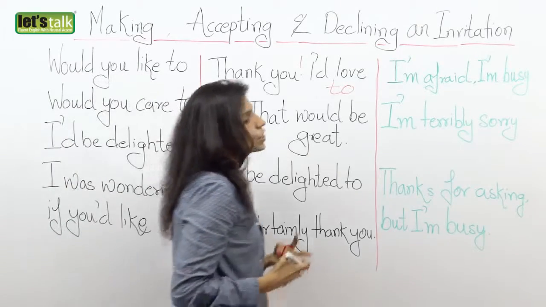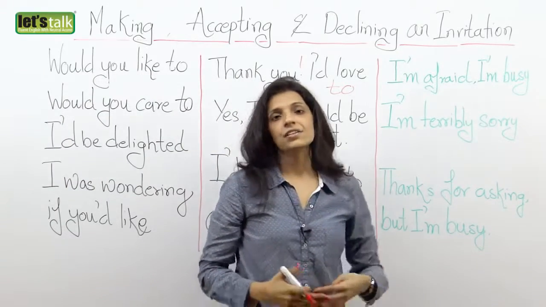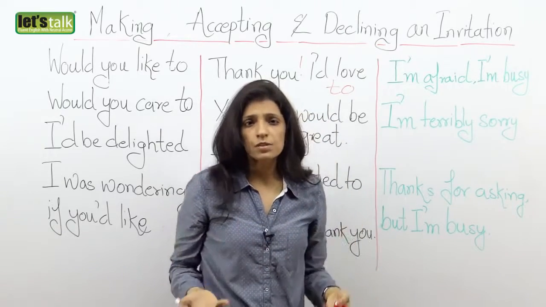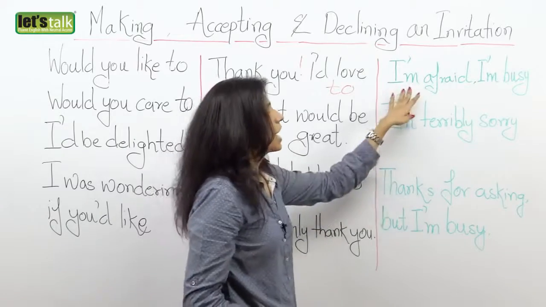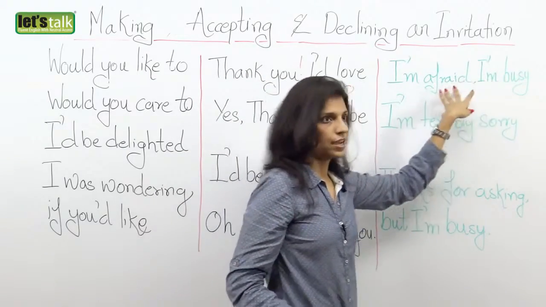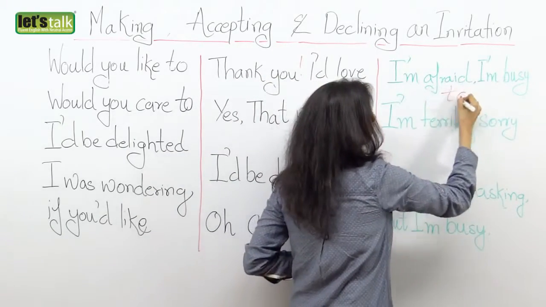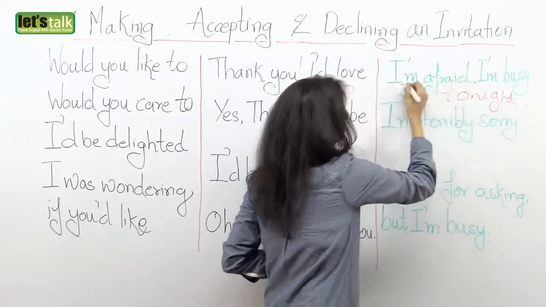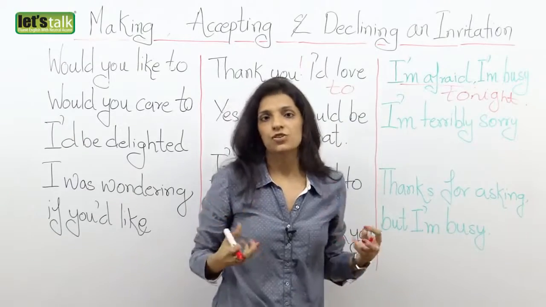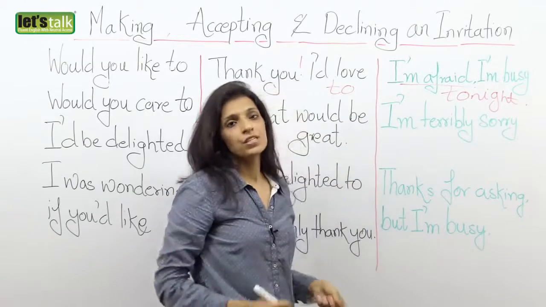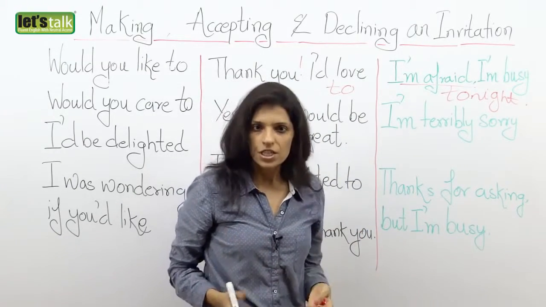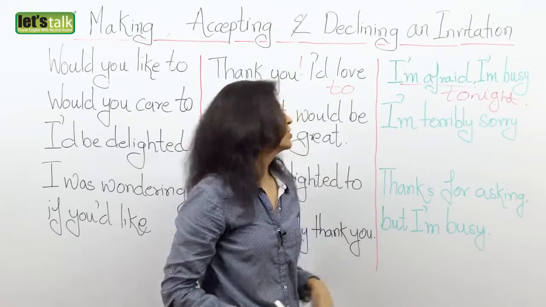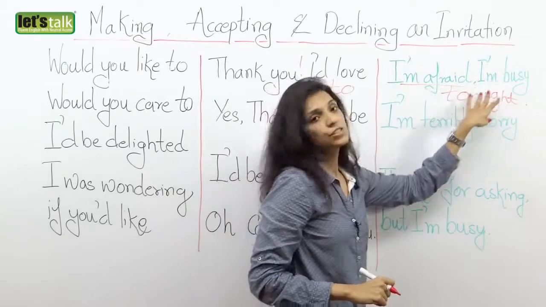Now supposing you're busy and you can't make it, or you just don't want to go, probably you're not comfortable with those people. So what you could say is, I'm afraid I'm busy tonight. Now please note, I'm afraid doesn't mean that you're actually really scared, but it's a way of declining an invitation very politely, not offending the person who has invited you. So you could say, I'm afraid I'm busy tonight.